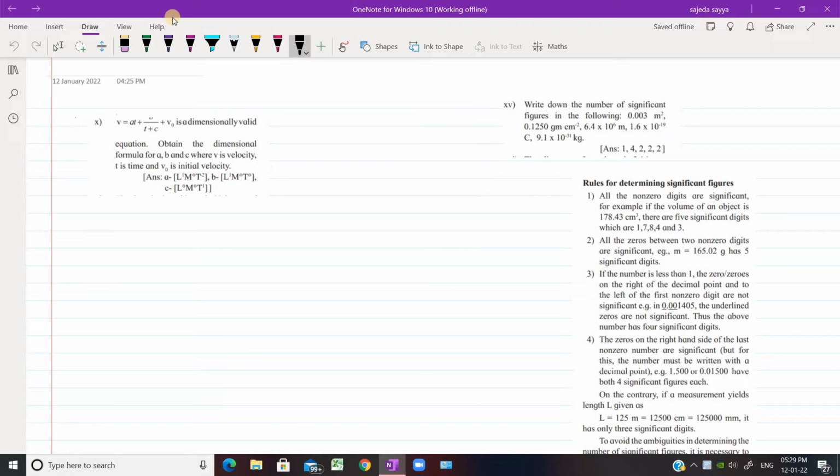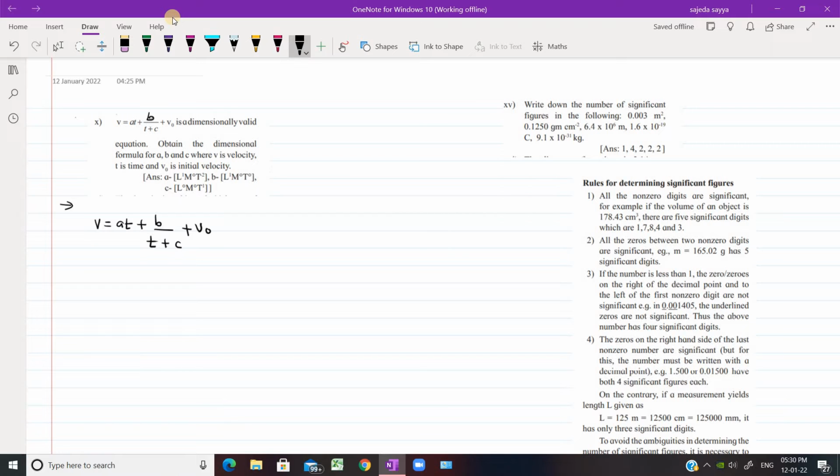V is equal to At plus B upon T plus C plus V naught is a dimensionally valid equation. Obtain the dimensional formula for A, B and C, where V is velocity, T is time and V naught is initial velocity. So let us solve it. The given equation is V equals At plus B upon T plus C plus V naught.